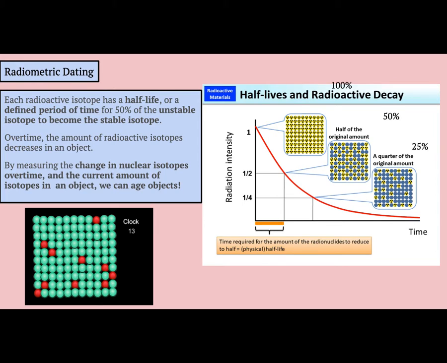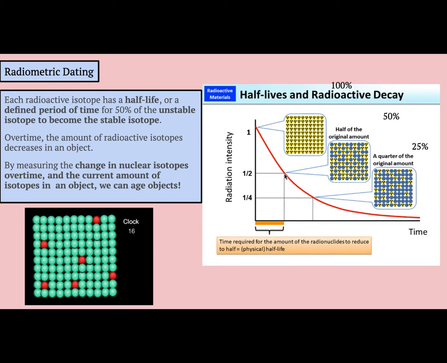So each radioactive isotope has a half-life, which is basically the defined period in time in which 50% of the VIP clubs are going to kick those extra peeps out to become stable. Now, over time, this means the amount of radioactive material diminishes by 50% every half-life. So we tend to go from 100 to 50 and 50 to 25. But in between those time intervals, we're still losing radioactive material.